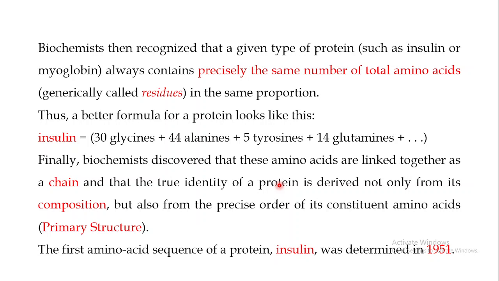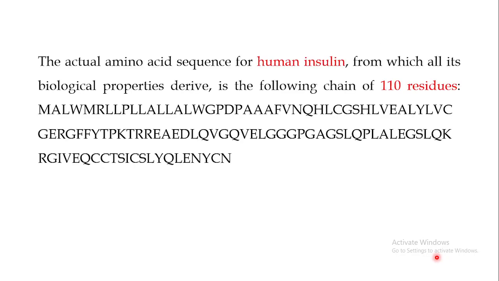And I told you that the first amino acid sequence of a protein, which was insulin, was determined in 1951. Now, as you all know, human insulin is made up of 110 residues, or 110 amino acids. So a functional human insulin will always contain 110 amino acids, and this is the sequence of amino acids that will be present for the proper functioning of human insulin.